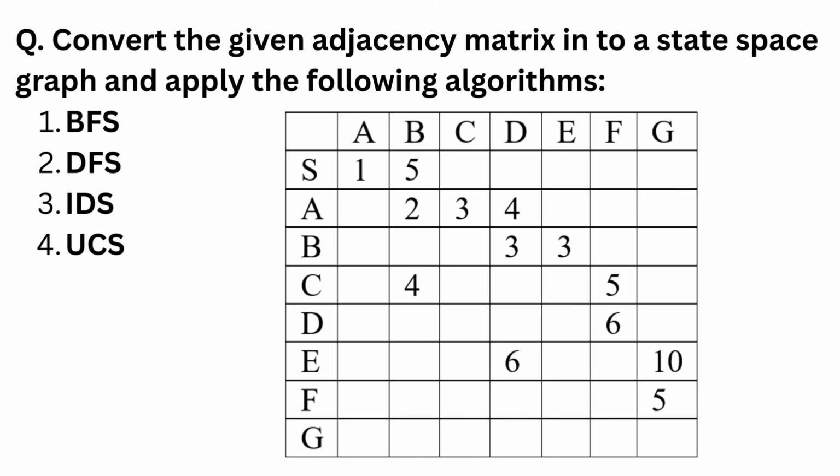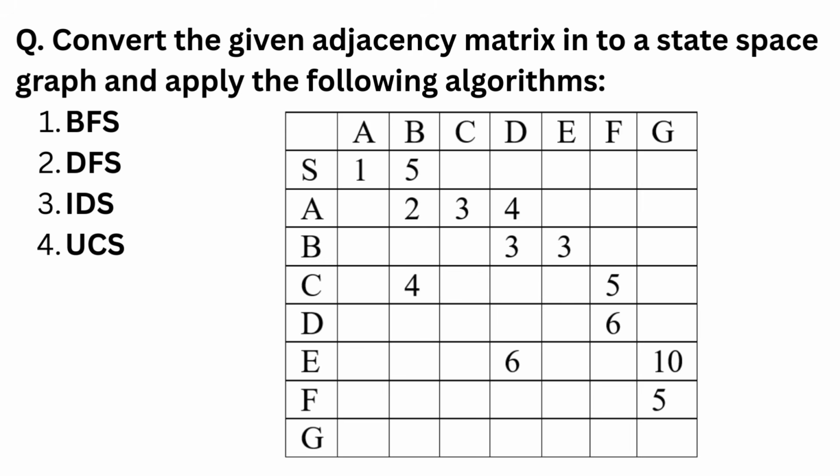In the adjacency matrix, we have nodes from S to G. The number written inside the intersection between the two nodes is actually the connection between the two with the weight given. The given adjacency matrix is for a weighted directed graph. First, we need to convert this adjacency matrix into a graph.